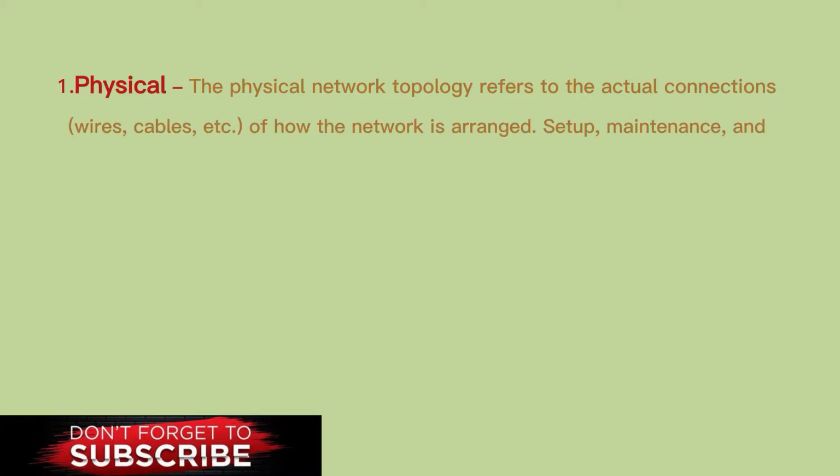1. Physical. The physical network topology refers to the actual connections, wires, cables, etc. of how the network is arranged. Setup, maintenance, and provisioning tasks require insight into the physical network.